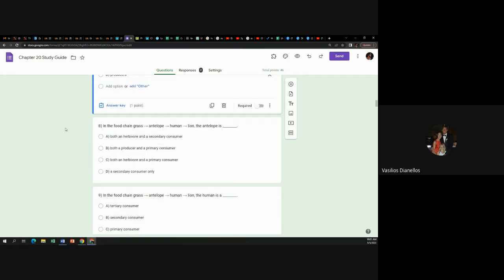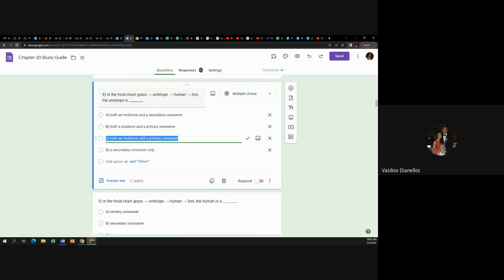All right. In the food chain that goes grass, antelope, human, lion, the antelope is what? This is very simple. Herbivore and primary consumer, right? Because the grass is the producer, the antelope is the primary consumer. But the antelope could also be described as an herbivore. That's why it's herbivore and primary consumer. Any questions about that?